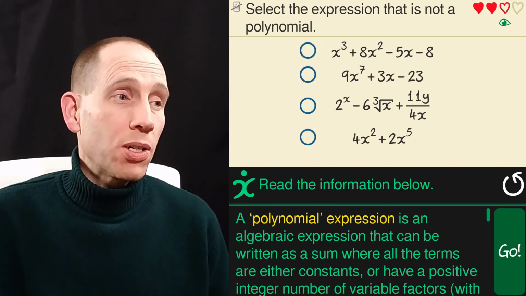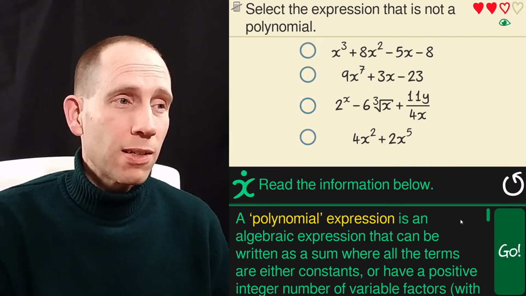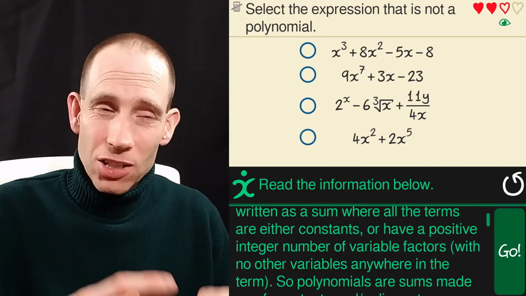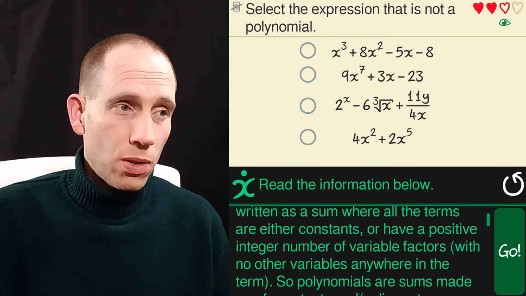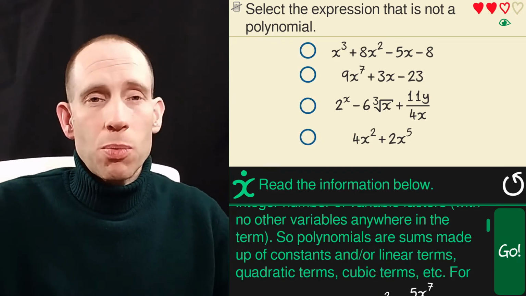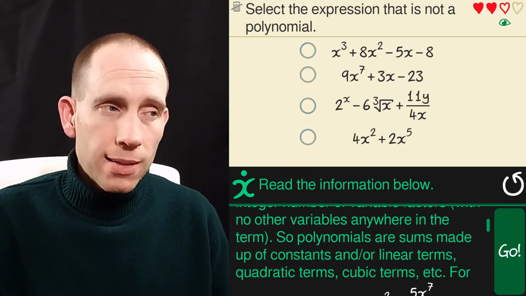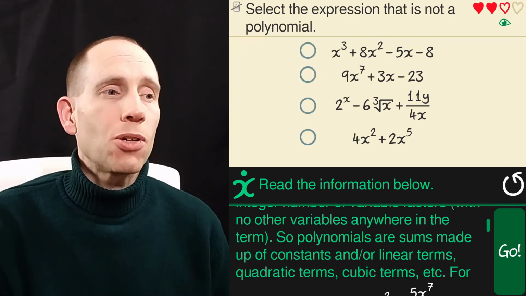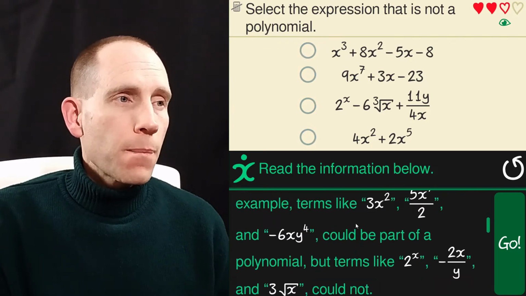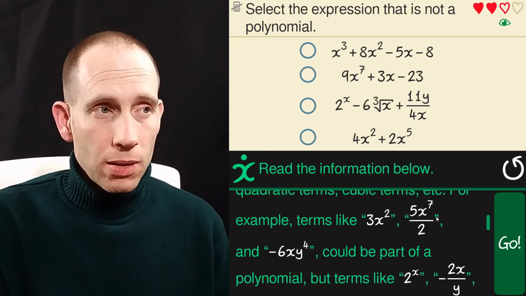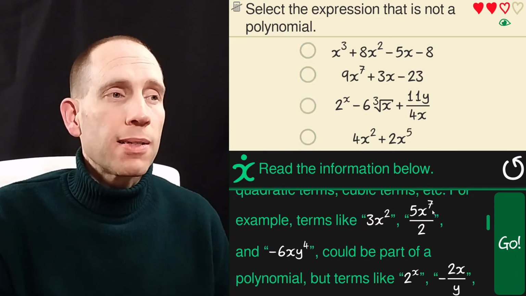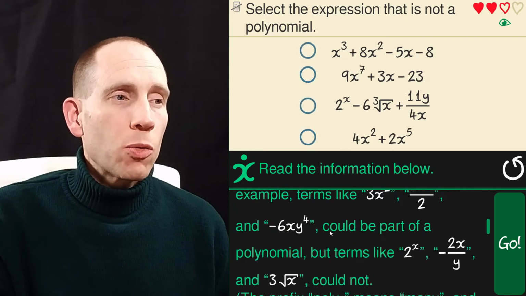So a polynomial expression is an algebraic expression that can be written as a sum where all the terms are either constants or they have a positive integer number of variable factors with no other variables sort of anywhere else in the term. So polynomials are sums made up of constant and or linear terms, quadratic terms, cubic terms, etc. And there's some examples down here. So 5x to the power 7, that's a positive integer number of x's. There's 7 x factors in that term. Xy to the power 4, they could all be part of polynomials.